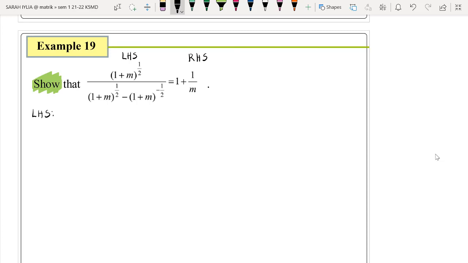Okay, so for left side, yang ada power tu kita salin je lah balik. 1 plus m to the power of half, divided by 1 plus m to the power of half. Okay, careful here, we have another term to the power of negative half. So, as the rule stated before, kalau ada kuasa negatif, benda tu sebenarnya a fraction. So, you change it in a fraction form.